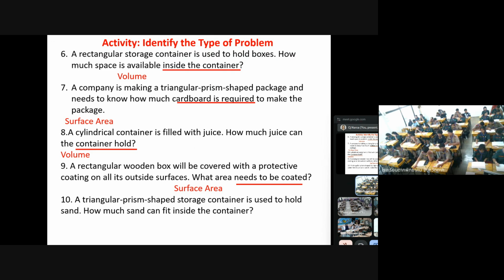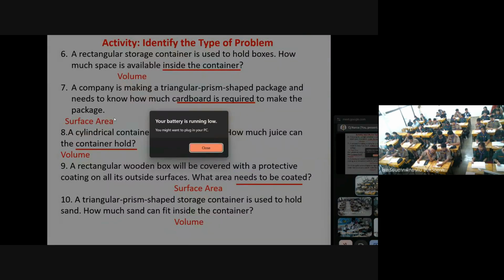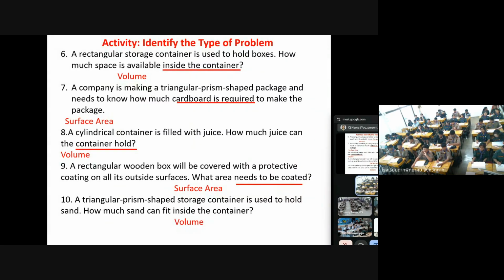All right. Number 10. A triangular prism-shaped storage container is used to hold sand. How much sand can fit inside the container? Volume, surface area? Volume. And then we have inside. Wow. Who got perfect? Everyone perfect. Okay, very good.